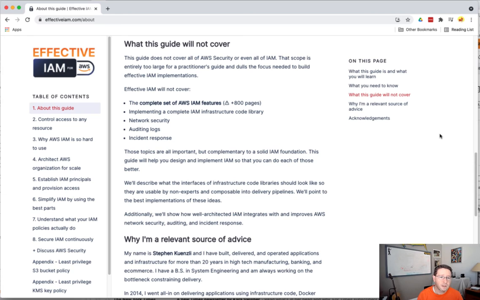We'll describe what the interfaces of infrastructure code libraries should look like so they are usable by non-experts and composable into delivery pipelines. We'll point to the best implementations of these ideas. Additionally, we'll show how well-architected IAM integrates with and improves AWS network security, auditing, and incident response.